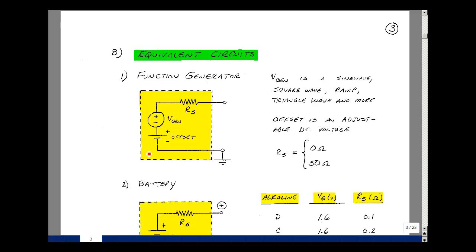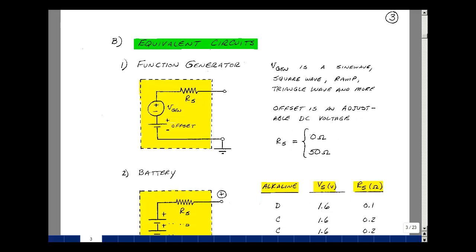And lastly, there's a Thevenin resistance associated with our function generator, and we're able to set its value to 0 or 50 ohms. The reason we're going to set it to 50 ohms is that when you terminate a transmission line in what's called its characteristic impedance, if that also matches the impedance of the source, then you get no reflections on the line. We'll look at this in some later courses.